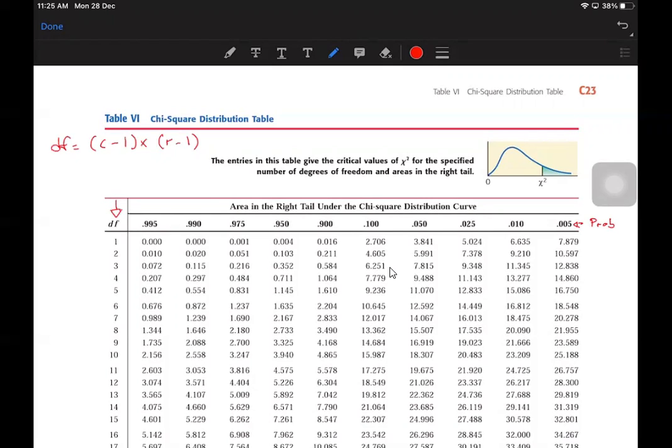So this is the probability, the area under the curve. If you look here, the curve is not symmetrical. Remember, the two variables are qualitative, so we cannot assume normality in this test. There is no such thing as normality because the variables that we use here are qualitative variables.